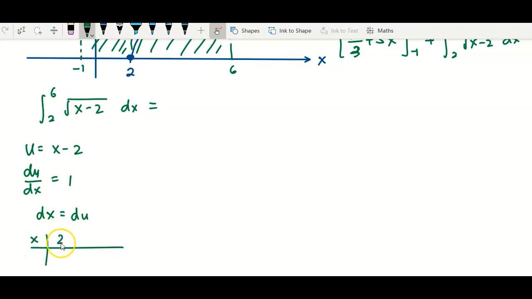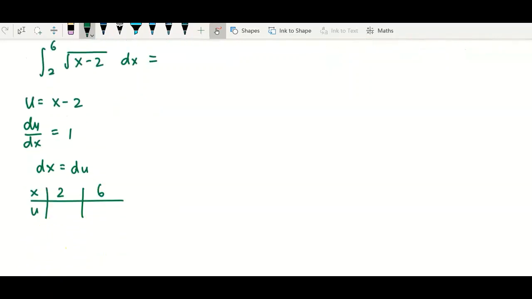The x limit is from 2 to 6. And now you need to get the u limit. Substitute the 2 into here, you get 0. Substitute the 6 into here, you get 4. So the new limit will be 0 to 4. And this will be replaced by u to the power of 1 over 2, and dx is going to be du.